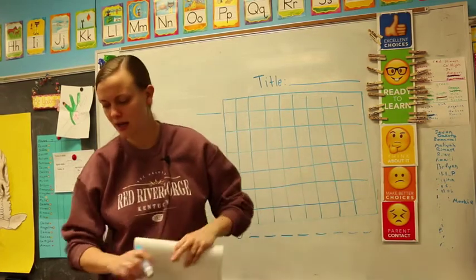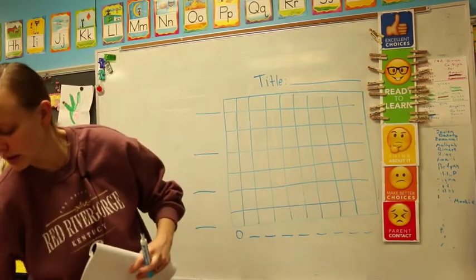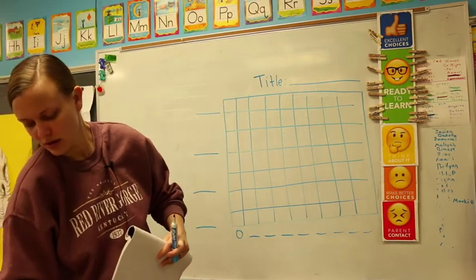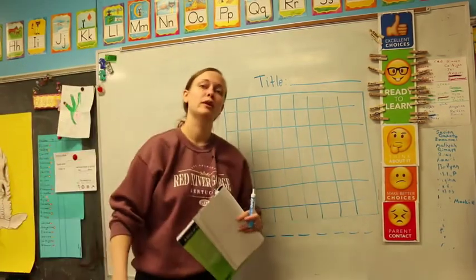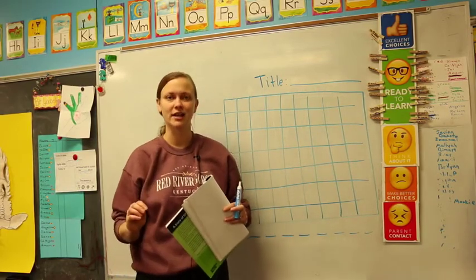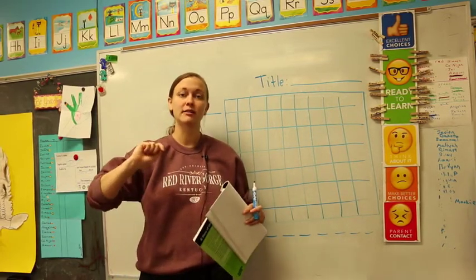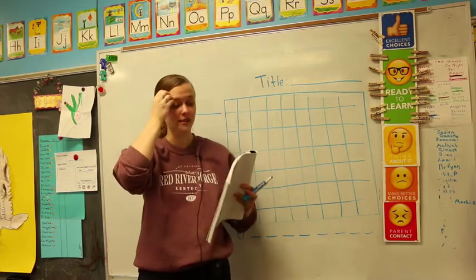Last lesson we did picture graphs. This lesson we're doing bar graphs. It's the exact same thing. You just shade in the boxes instead of drawing the circles like we were in the last lesson.